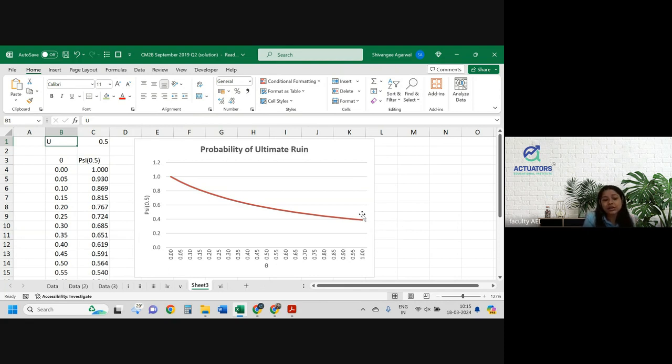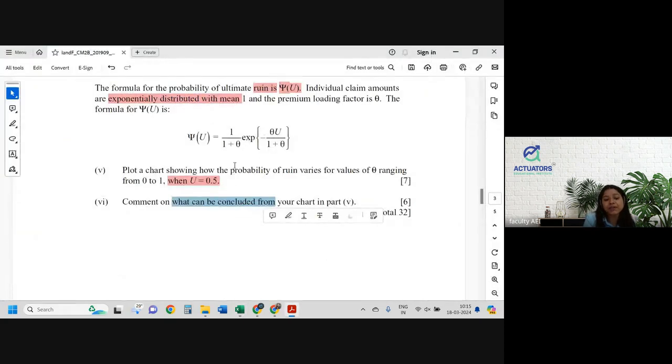And this line can never touch zero. क्यों? क्योंकि of the function. And आपका function कैसा लिया है? Function देखो, probability of ultimate ruin is exponential, e to the power something. So that is why we see your exponential fall. Understood?